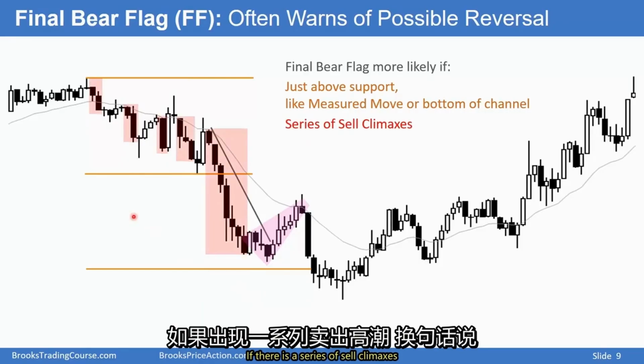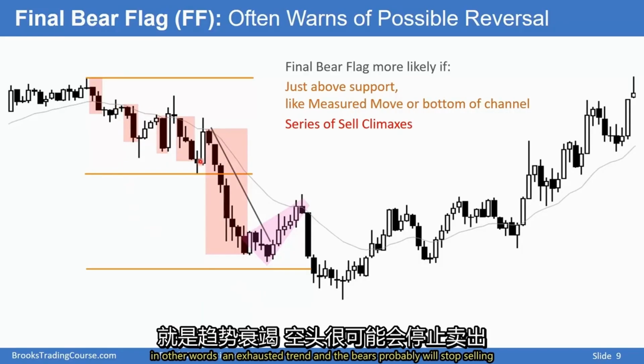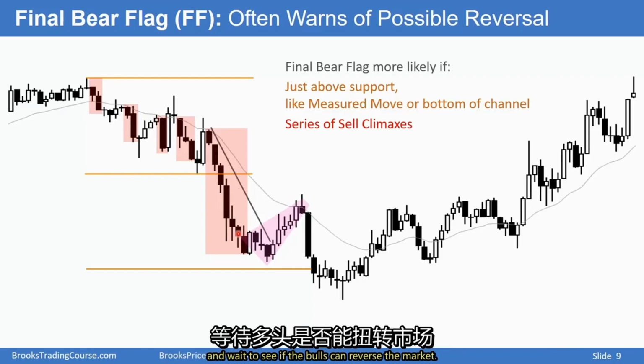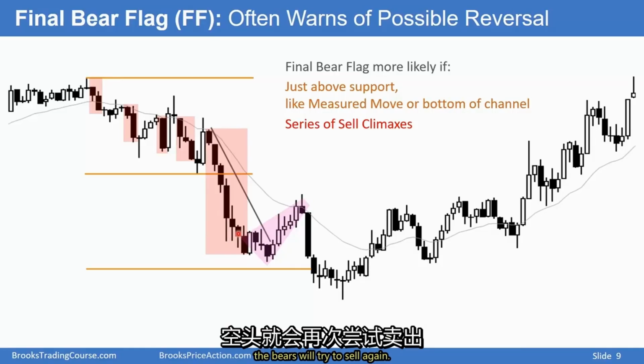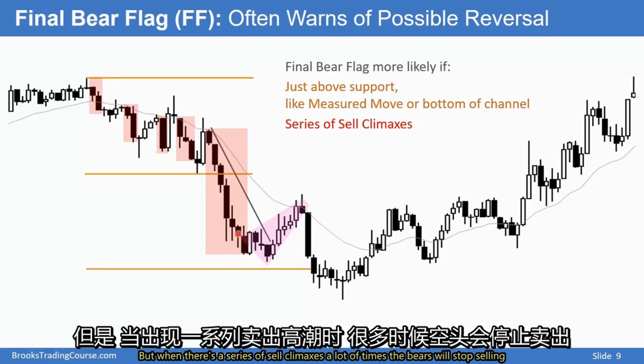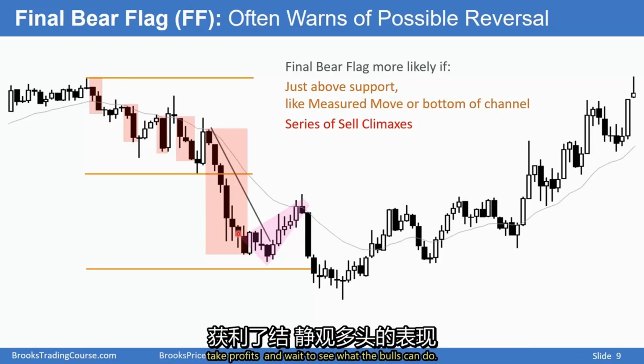If there is a series of sell climaxes, in other words, an exhausted trend, the bears probably will stop selling and wait to see if the bulls can reverse the market. If after 10 or 20 bars the bulls are unable to reverse the market, the bears will try to sell again. But when there's a series of sell climaxes, a lot of times the bears will stop selling, they'll take profits, and wait to see what the bulls can do.